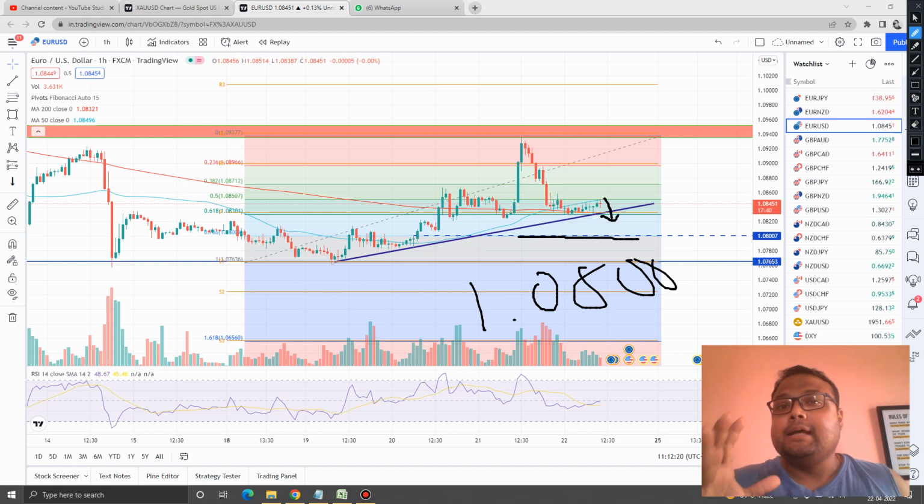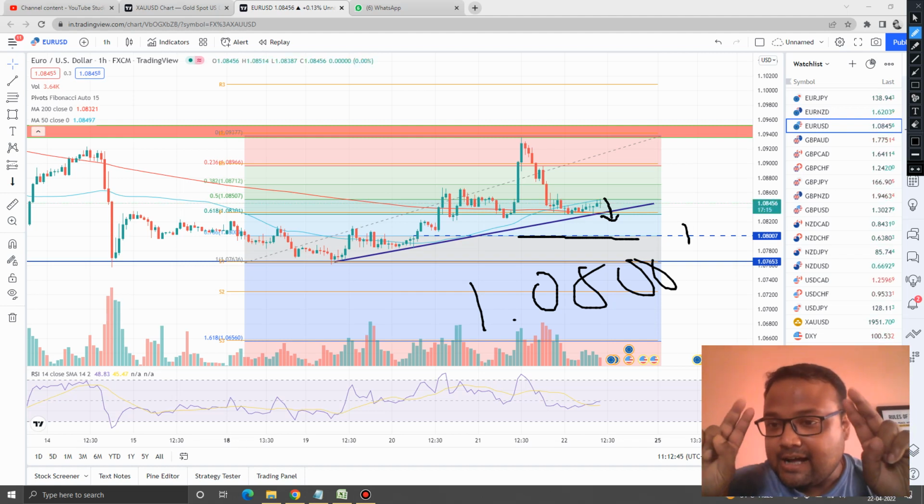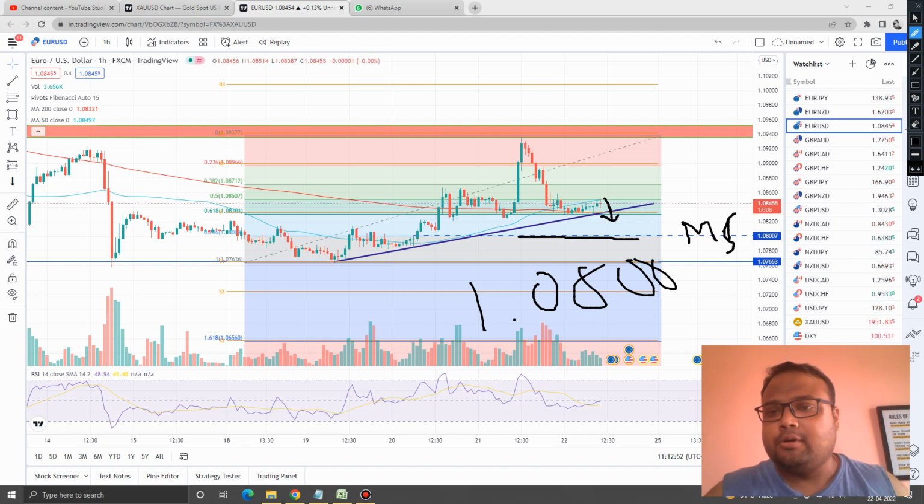But keep in mind that if DXY gets extremely bullish, then this level will not be able to hold the market, because previously this was a strong support, but right now this level is not the strongest support on the chart of Euro USD. It has lost its potential. So we can just consider that under normal circumstances, this level will act as a minor support, only a minor support. This is the actual support on Euro USD.